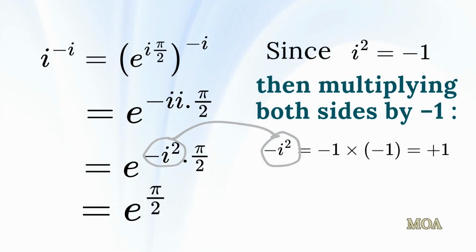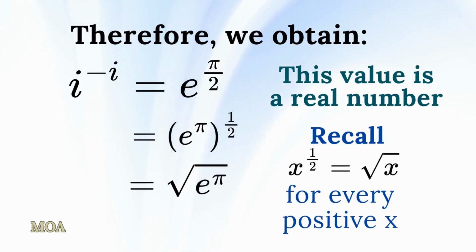Next, simplify the expression inside the exponent. -i times i equals +1. Therefore, we obtain i to the power -i equals e to the power pi/2. This value is a real number, even though the base and the exponent are imaginary. Now, we arrive at the key step. The complex number i raised to the power of -i can be written as e raised to the power of pi/2. That is, i to the power of -i equals e to the power of pi/2.